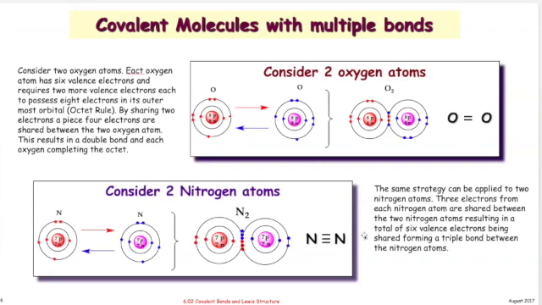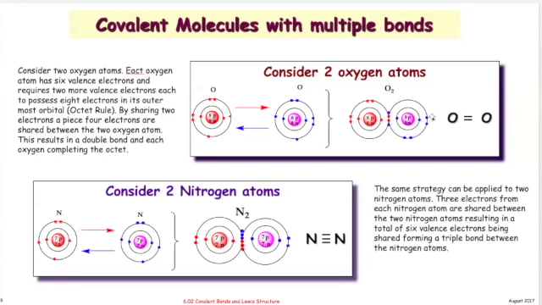If you look, this oxygen in red has 2, 4, 6, 8 in its outermost shell. This oxygen in violet has 2, 4, 6, 8 in its outermost shell. By sharing, each now has an octet. Likewise with nitrogen. Nitrogen has 5.